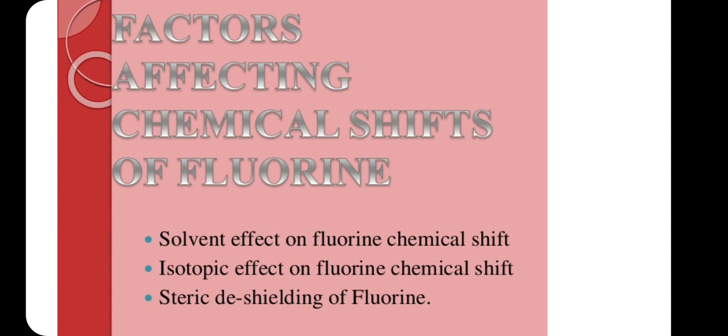These are the factors affecting the chemical shift of fluorine. In proton NMR, some of the factors that affect the chemical shift value are, for example, inductive effect, van der Waals deshielding, and anisotropic effect. Likewise, in F19 NMR, these factors affect the chemical shift value. One is the solvent effect on fluorine chemical shift. The second one is the isotopic effect on fluorine chemical shift. And the third one is steric deshielding of fluorine.